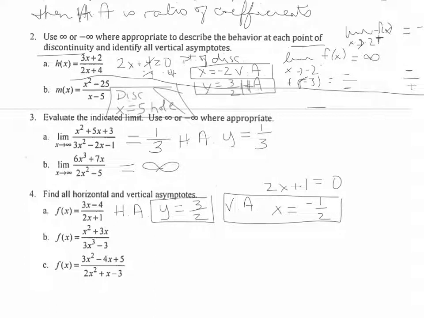Now, look at B. Do we have a horizontal asymptote here? Horizontal asymptotes come from looking at the ratio of these leading terms. What do you think? What is this thing going to approach? Which one's growing faster? And if the bottom's growing faster, do we have a horizontal asymptote?